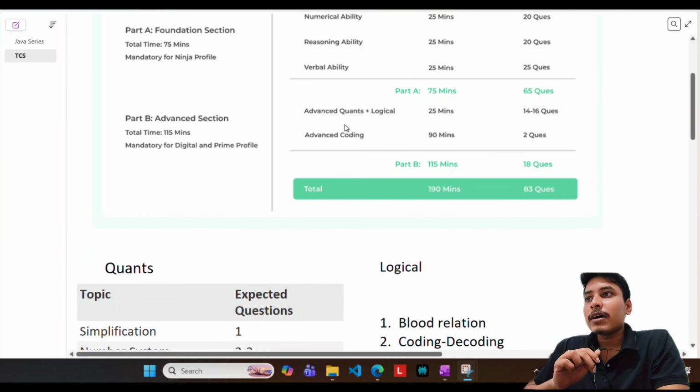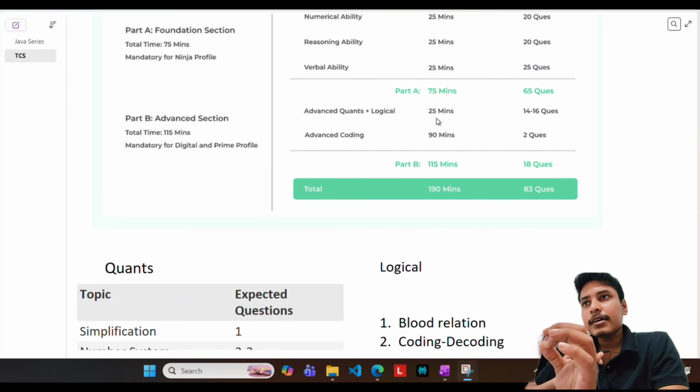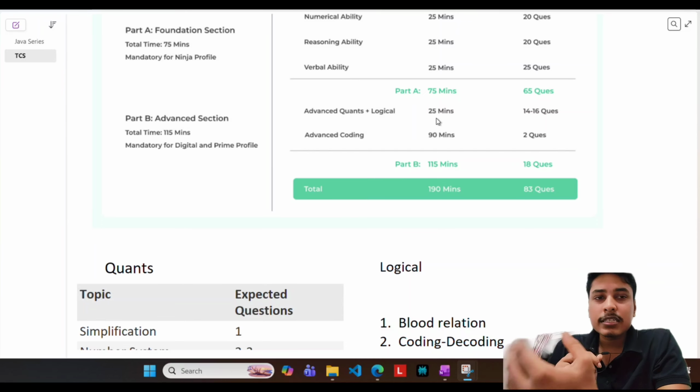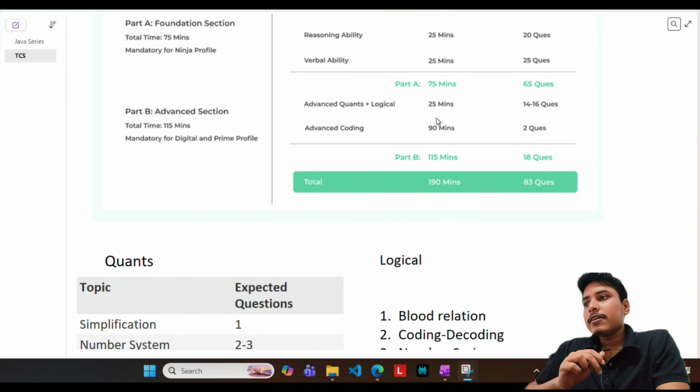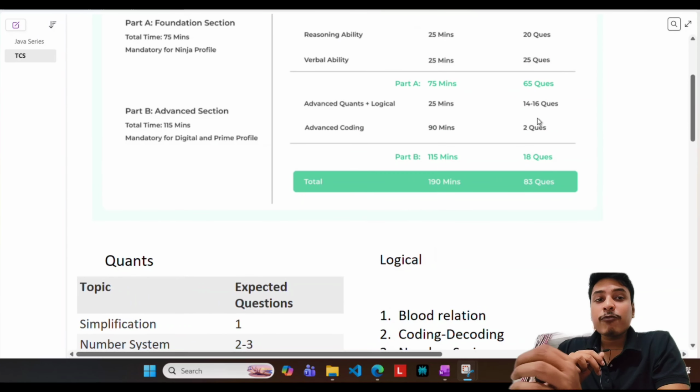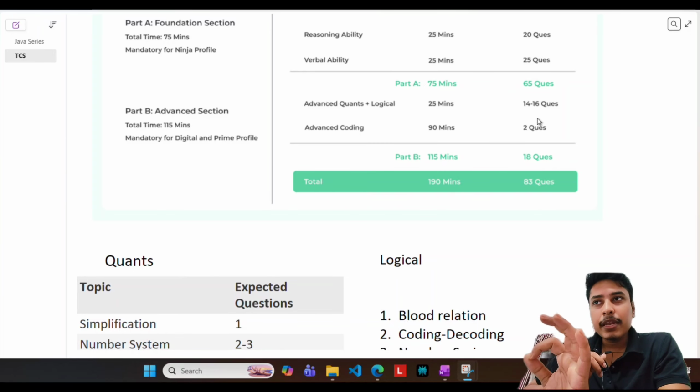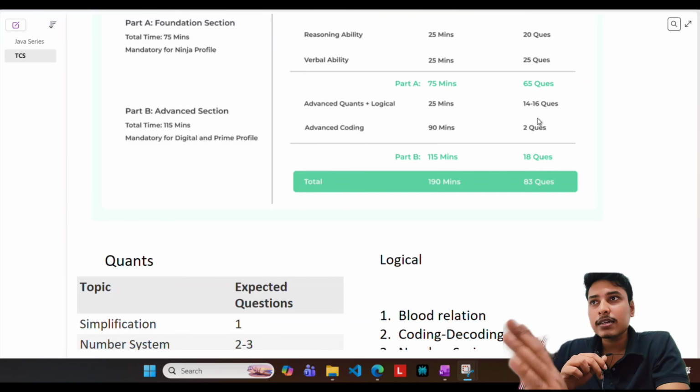Then there comes the advanced quantitative and logical part. Here 25 minutes are allotted, and there are 14 to 16 questions. From these, we must answer a minimum of 10 questions to clear the cutoff. The cutoff is 75%, so we must answer 8 to 10 questions. It will be better if you answer 10 questions. If you answer 12 questions, it will be even better.